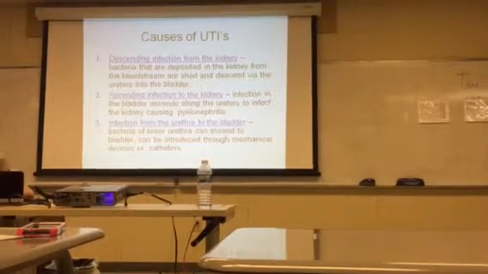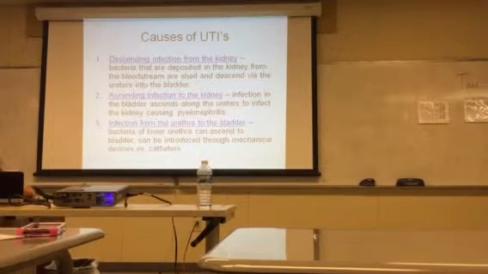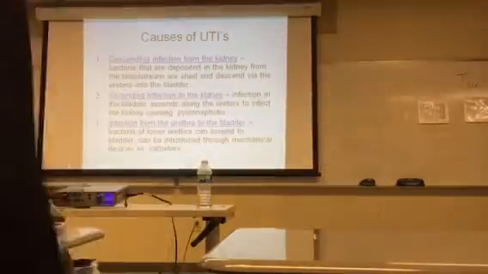One is a descending infection from the kidney. The bacteria are deposited into the kidney from the bloodstream, and then they are shed and descend via the ureters into the bladder. Or you can have an ascending infection to the kidney. You have an infection in your bladder, and then if it isn't treated, it can ascend up through the ureters to infect the kidneys and cause pyelonephritis. And then you can get an infection from the urethra to the bladder.